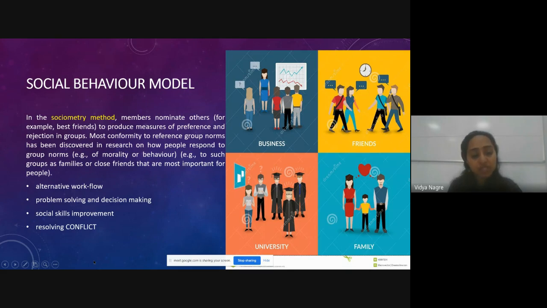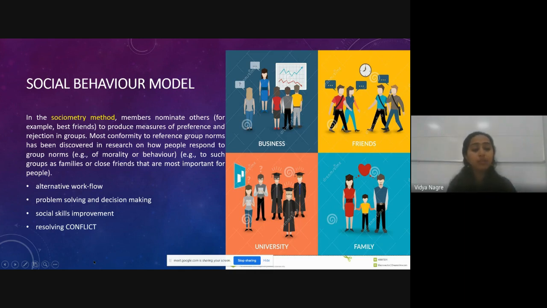Most conformity to reference group norms has been discovered in research on how people respond to group norms. For example, of morality and behavior. For example, to such groups as families or close friends that are most important for people. So their reaction, their behavioral pattern is very different.